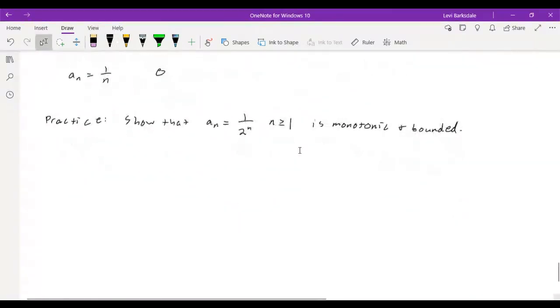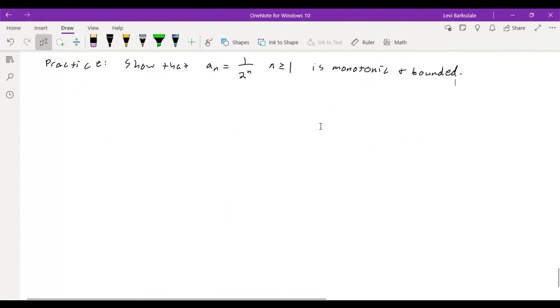All right, let's go ahead and go over this problem. In order to show that it's monotonic, I'm going to assume this is monotonic decreasing, because I can see that the limit is 0. So I need to show that each current term is bigger than or equal to the next term. Well, a sub n is 1 over 2 to the n. A sub n plus 1 would be 1 over 2 to the n plus 1, which is 1/2 times 1 over 2 to the n.